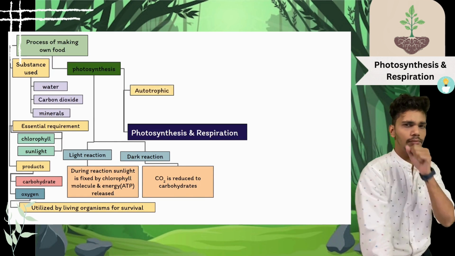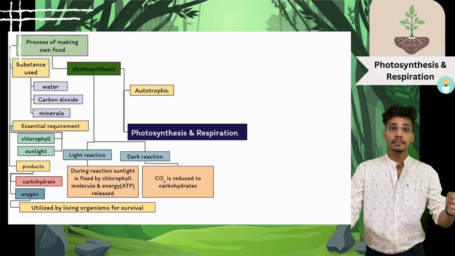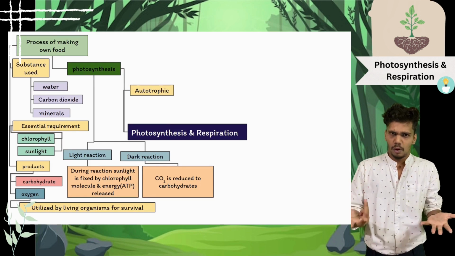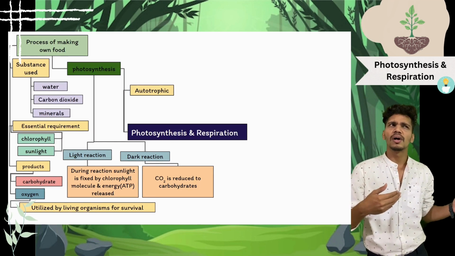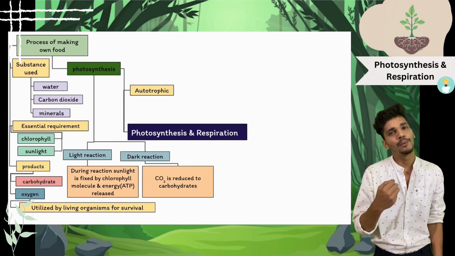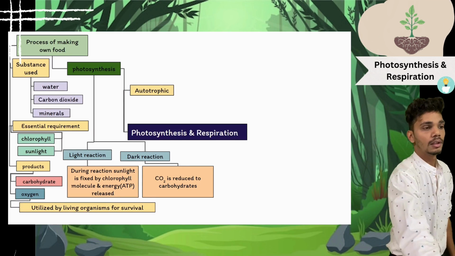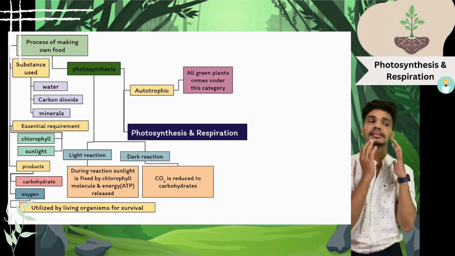Let's focus on autotrophic. Those organisms that make their own food are obviously termed as autotrophs. They are responsible for what? Making their own food. How? Because of presence of the chlorophyll. Chlorophyll किस में होता है? Only in plants. So the green plants are called autotrophs. Yes or no? That we have just seen. All green plants come under this category.